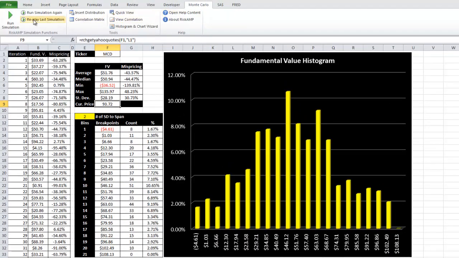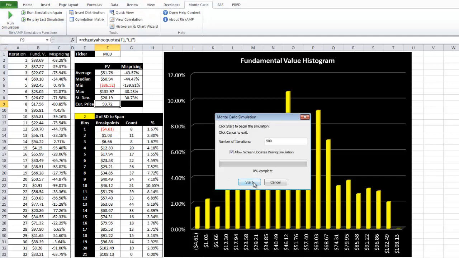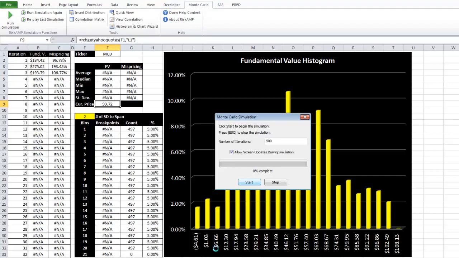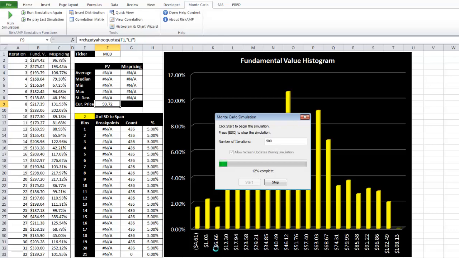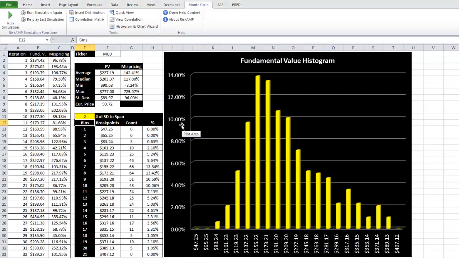Should be able to go to Monte Carlo. Should be able to hit run simulation. Do it again. And now it's going to crank back through. It's going to re-estimate these 500 iterations for McDonald's, and we'll be able to recreate our histogram, and again try to make some inferences and some investment decisions based on this more complete information set. So I'll pause and jump ahead while it's doing the iteration, so you don't have to watch it again.